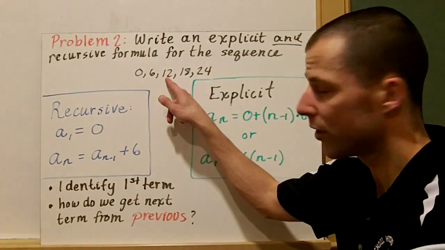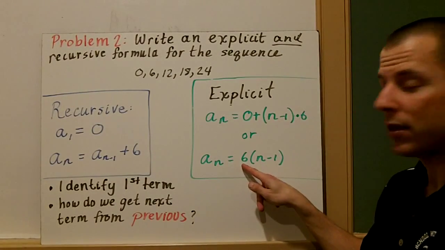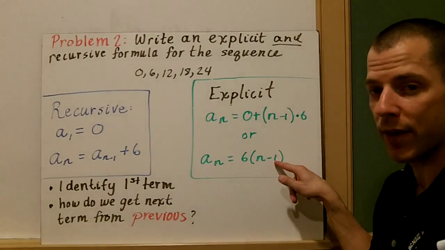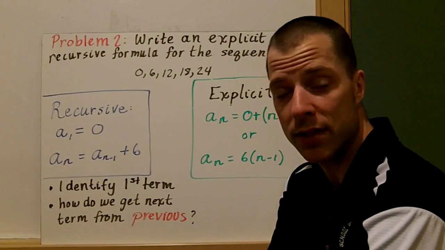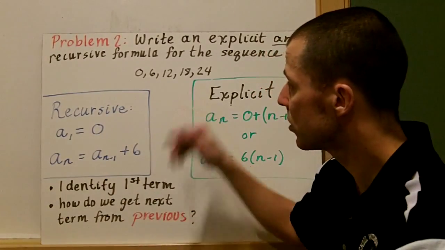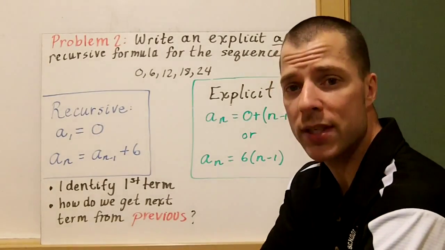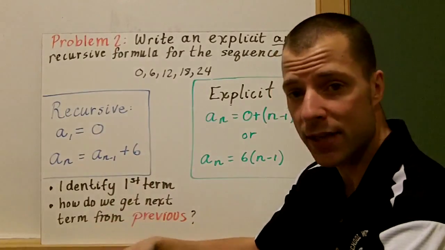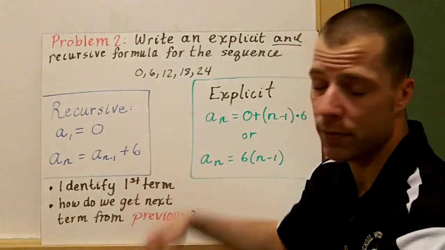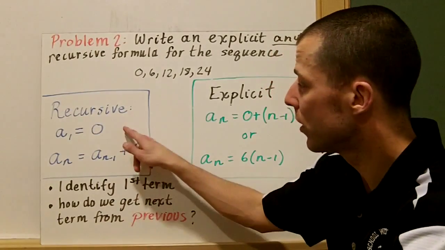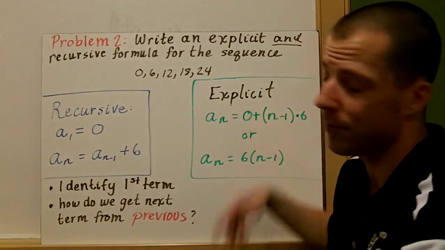So if I wanted the third term, a sub 3 equals 6 times the quantity of 3 minus 1. Well, 3 minus 1 is 2, and 6 times 2 is 12. So that works. I can check real quickly to see if my rule works. So that's recursive and explicit formulas or definitions. I keep saying formulas and definitions because in different texts they may call it a formula or a definition or maybe even a rule, so you need to be able to interchange the three. So recursive rule, recursive formula, recursive definition for that sequence, and same thing with explicit.